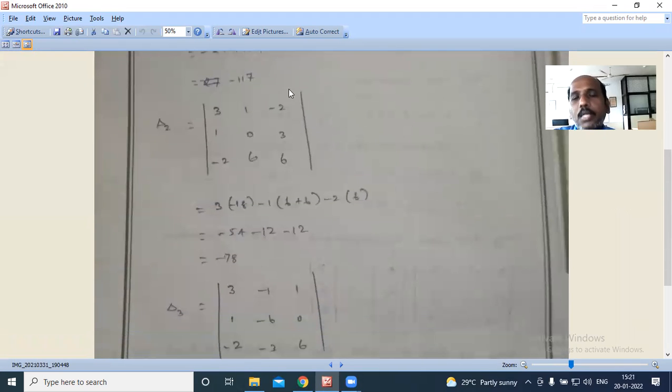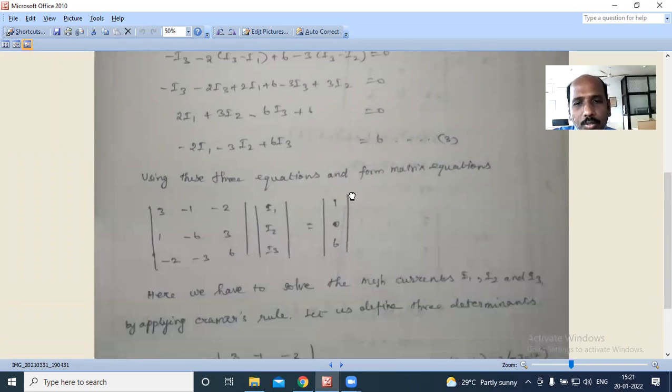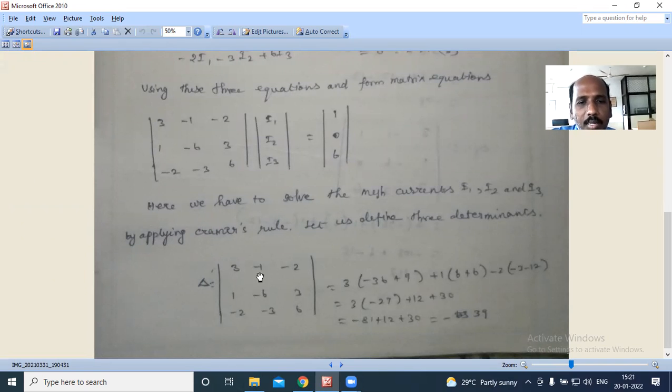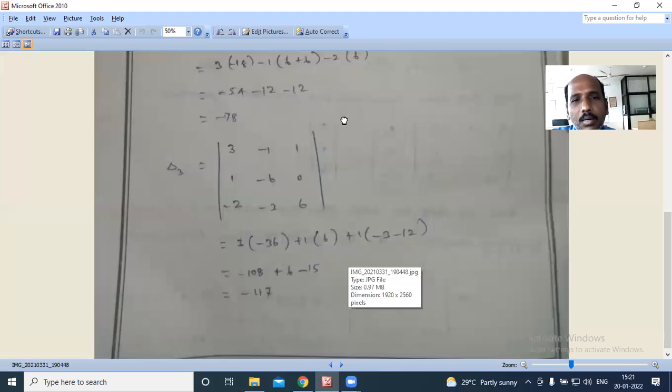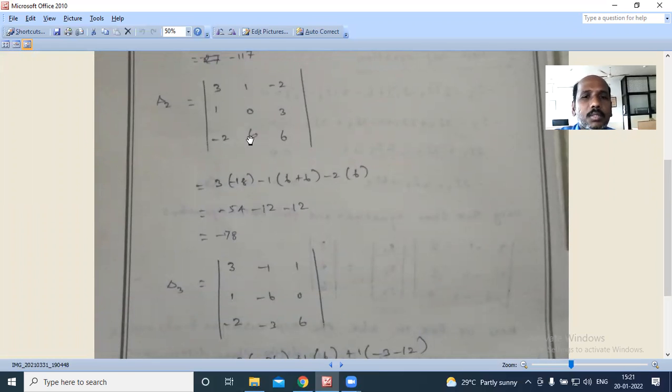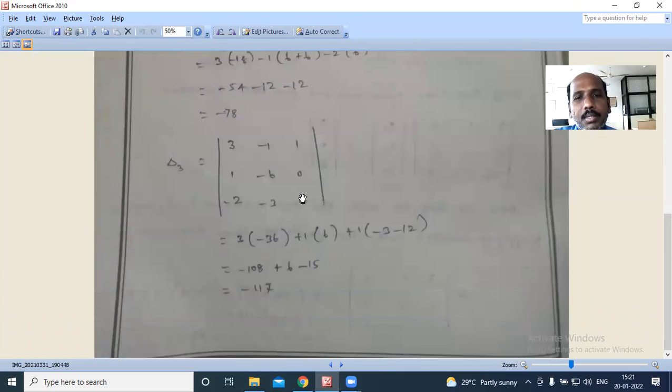That is del 1. Similarly, del 2: second column is replaced by 106, and the rest of the values we keep as they are. This 106 is replaced in the second column, with minus 1, minus 6, minus 3. For del 3, the third column should be replaced by 106. So for del 2, the second column is replaced by this value 106. Then you find the determinant, minus 78. Then for del 3, replace the third column. Again, by the normal matrix rule, you find the del 3 value: 3 into 6 into 6, minus 36, minus 3 into 0, 0. Like that, you can get minus 117.